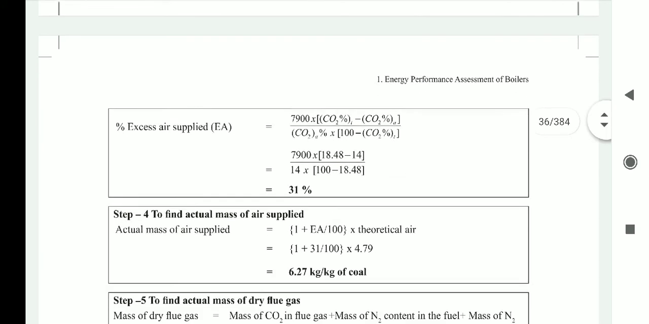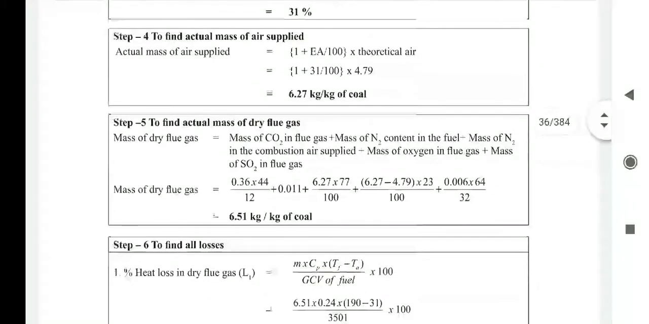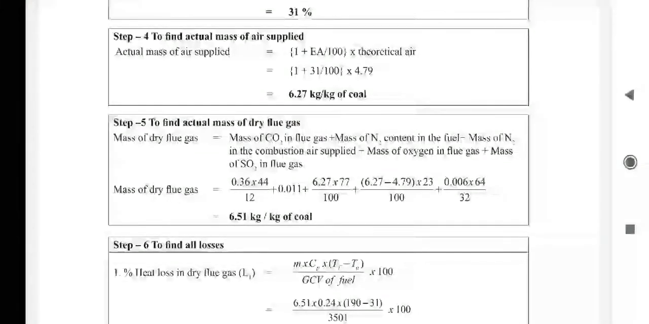And to find actual mass of air supplied, with the formula we have 6.27 kg per kg of coal. Then to find actual mass of dry flue gases, the mass of dry flue gases is equal to mass of CO2 in flue gas, mass of N2 contained in fuel, mass of N2 in combustion air supplied, mass of oxygen in flue gas, mass of SO2 in flue gas. We have 6.51 kg per kg of coal.